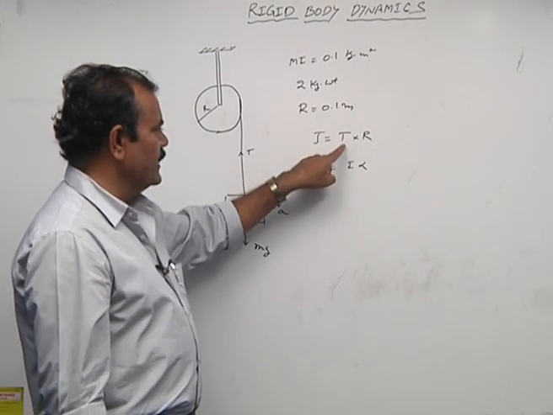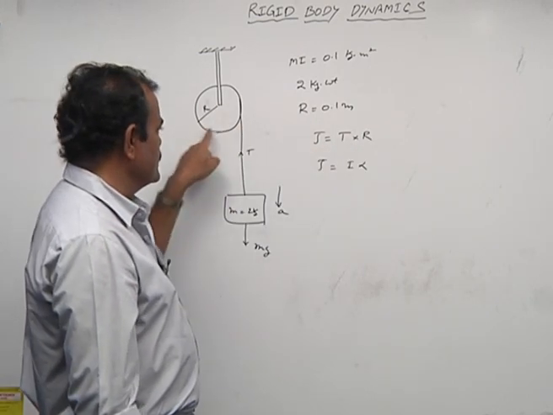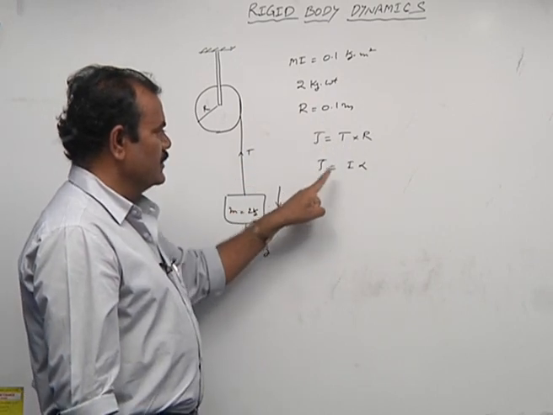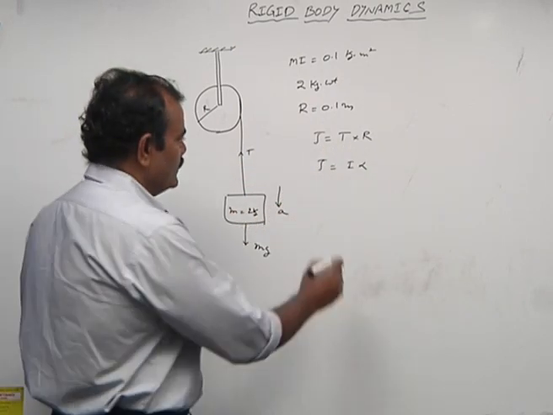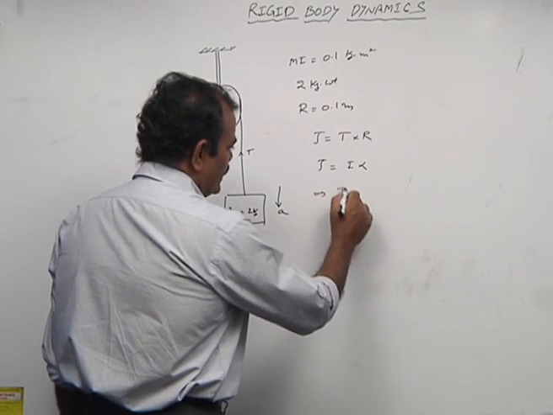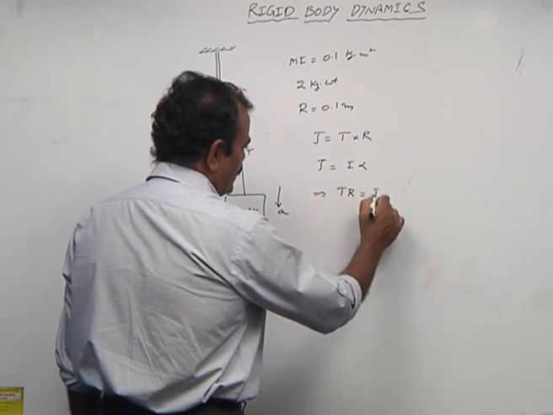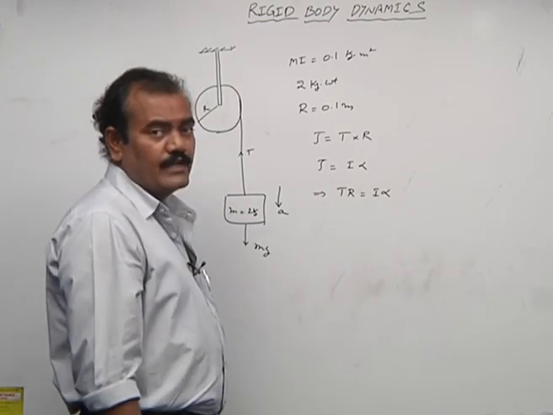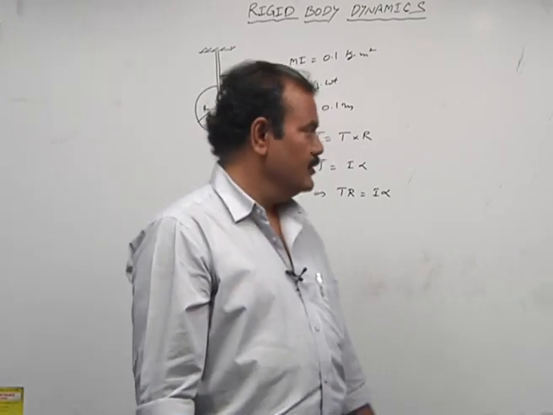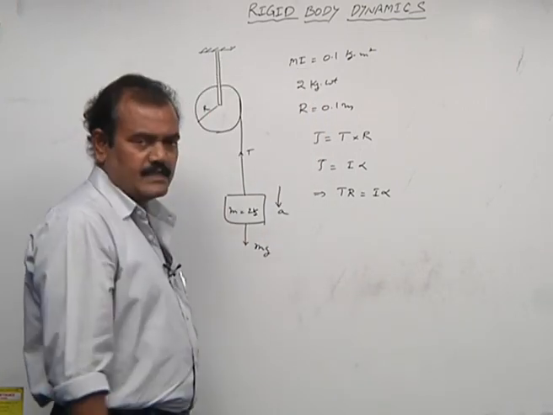Torque is equal to tension into the perpendicular distance, which is nothing but the radius, and the torque is equal to I alpha. When you equate these two, TR is equal to I alpha. But here you have to find out that T value, and only then can you find the acceleration in this case.